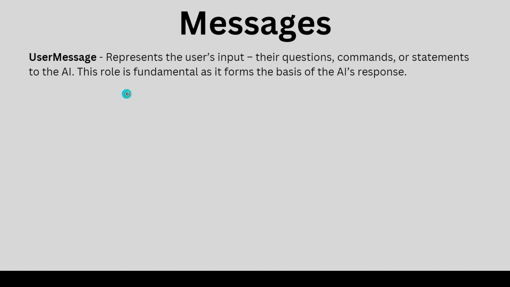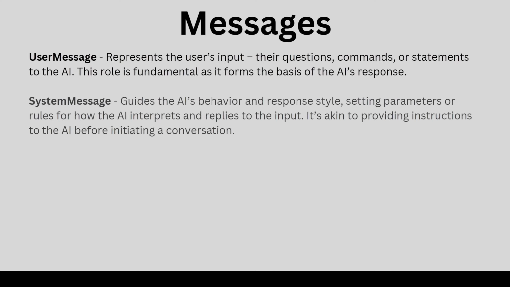This role is fundamental as it forms the basis of the AI's response. So basically, user message represents a simple question to the AI from the user. Next one is system message. System message guides the AI's behavior and response style, setting parameters or rules for how the AI replies to the input. It's akin to providing instructions to the AI before initiating a conversation.